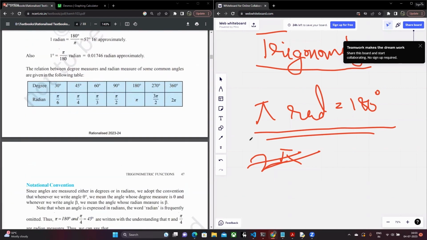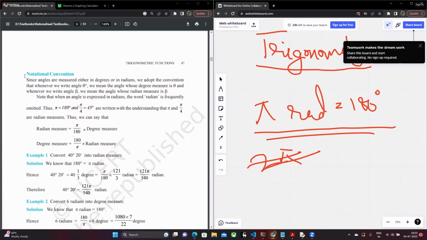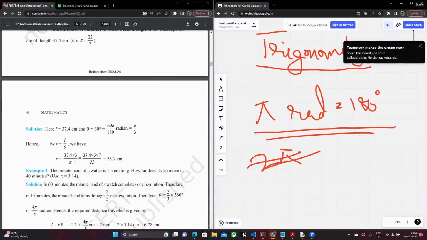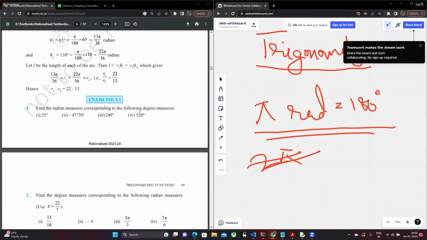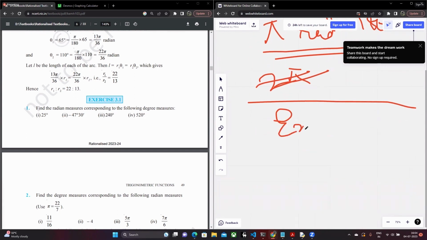The relation between degrees and radians I've already told you, and you have this handy table where you deal with the most frequently occurring degrees and the most frequently occurring radian conversions. A notational conversion: radian measure is pi by 180 into degrees, and degrees is 180 by pi into radians. And thus we jump into exercise 3.1, which is just an exercise to make you comfortable with conversions between radians and degrees.